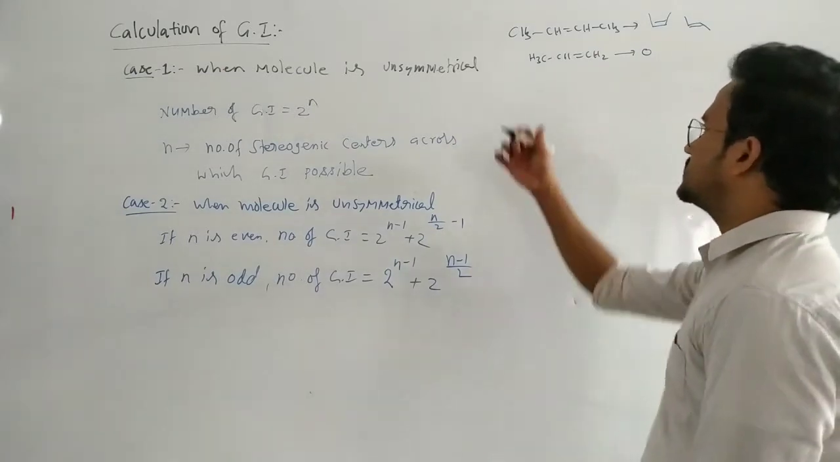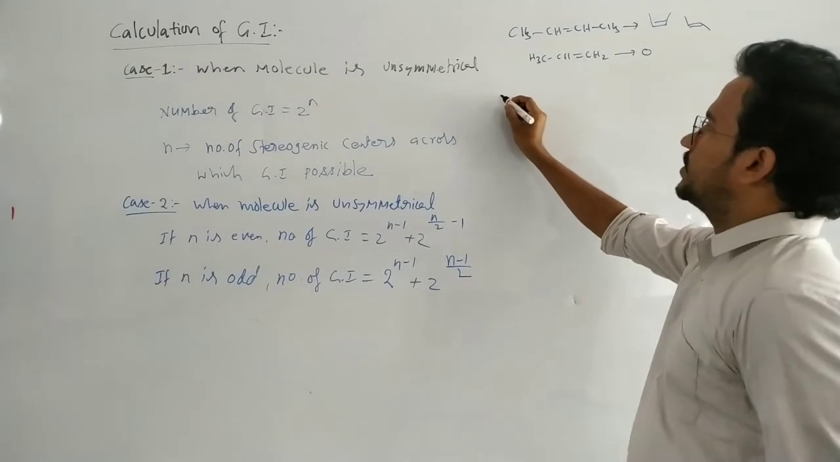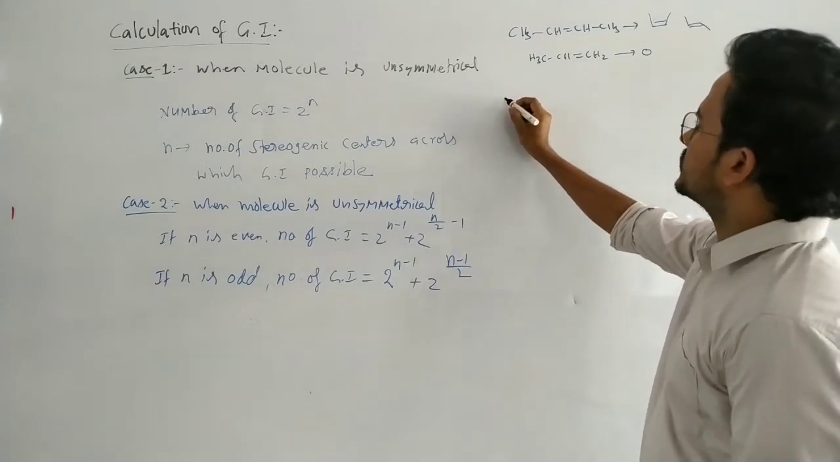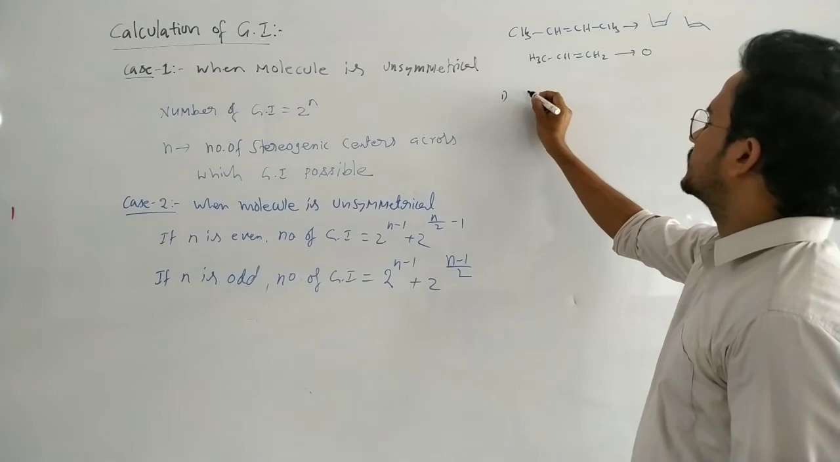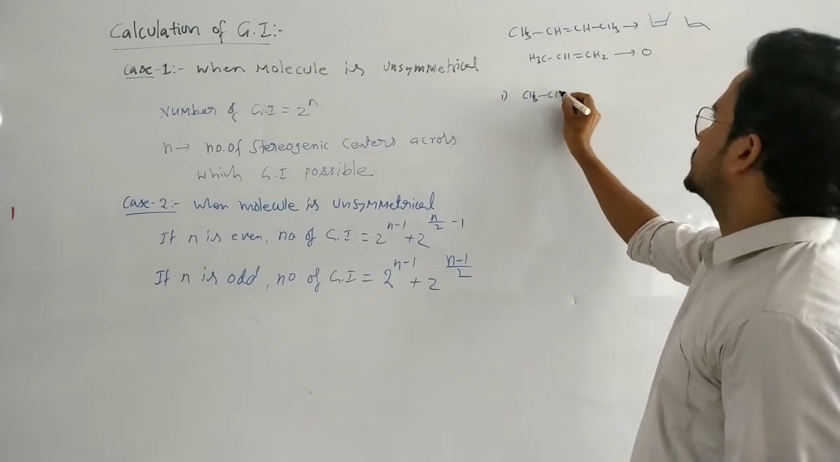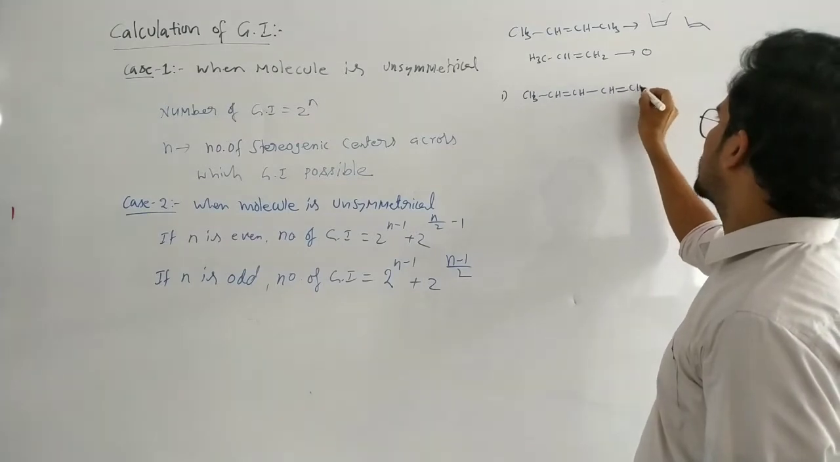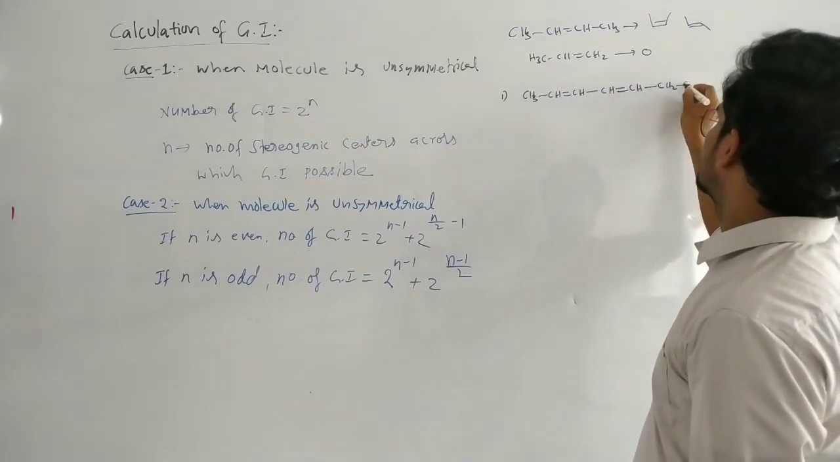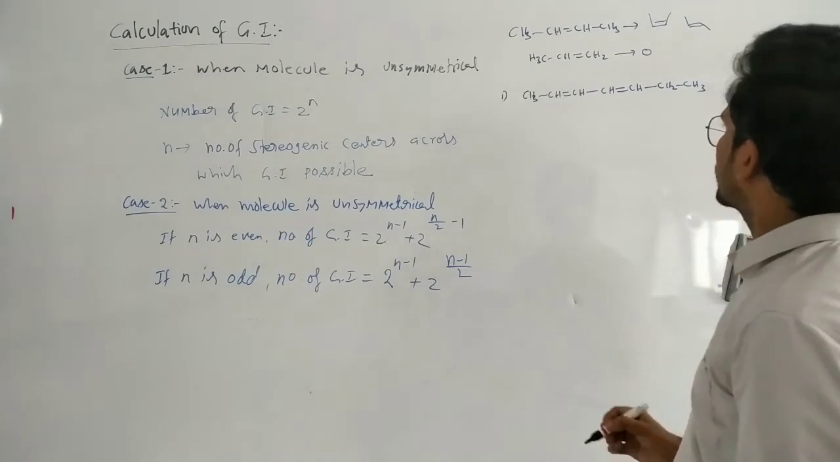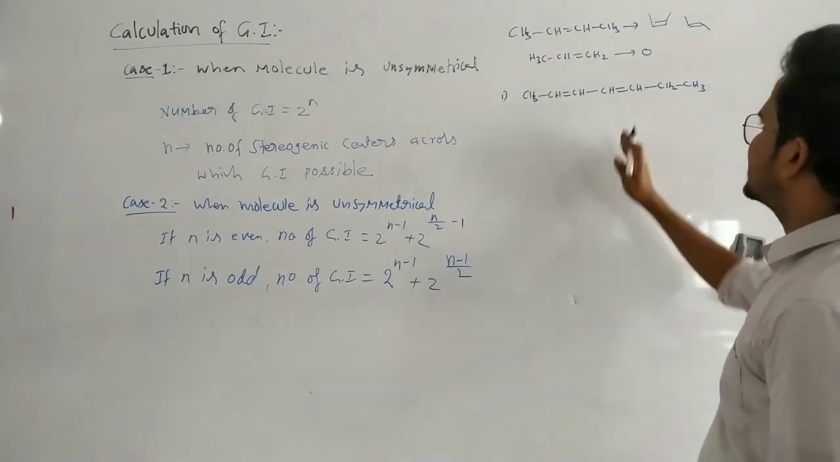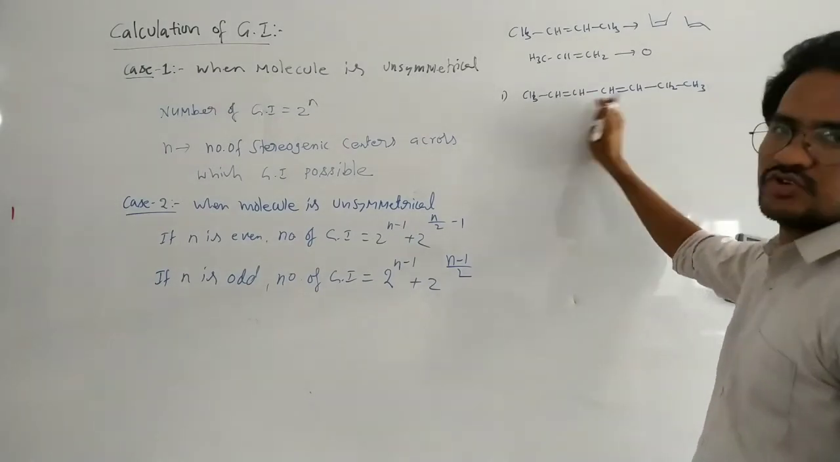Now let's see the first example: CH3 CH double bond CH double bond CH CH2 CH3. This is unsymmetric, it cannot be cut into two equal halves.